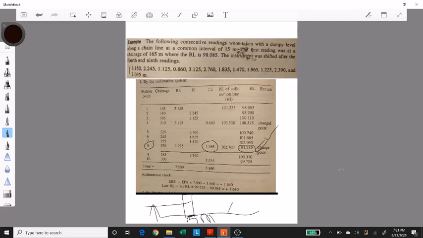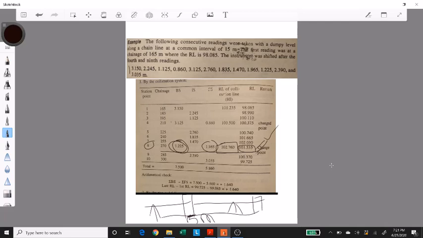Then we changed the setting of the instrument, and now we need to find out the new height of the instrument. On the same point, we took a new backside, which is 1.225. So to the reduced level of this point, 101.535, we add the backside 1.225, and we get the new height of the instrument, which is 102.760. Now that we have that, we can proceed to the next point.